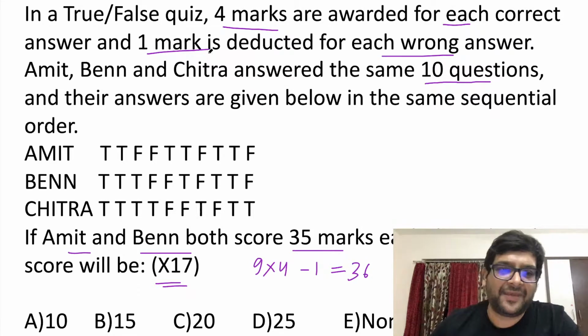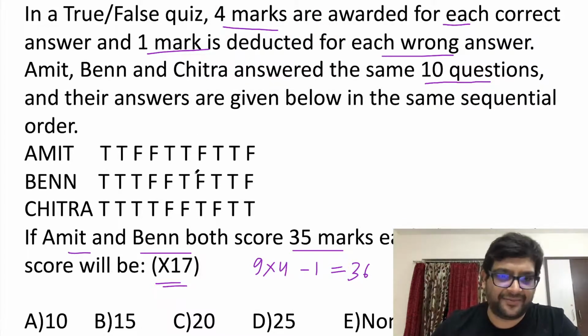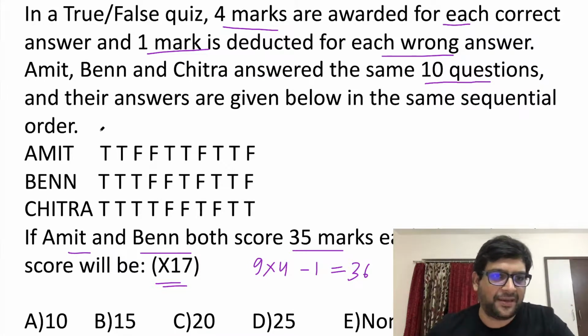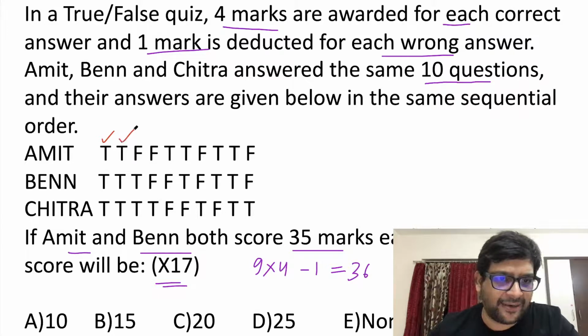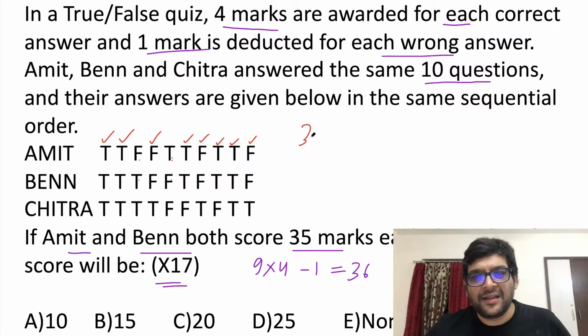Both of them have 9 correct. So let's check which one. Wherever their answers are matching for A and B. First question, both of them correct. Second question, same. Third question, maybe Amit is right, maybe Ben is right, I don't know. Fourth question, both of them correct. Fifth question, I don't know who is right, I don't know who is wrong. One of them is right and one of them is wrong. Then this is common, this is common, this is common, this is common, this is common. So these are the 8 questions which both of them have got correct. Third question, I don't know who is right or wrong. Fifth question, I don't know who is right or wrong.